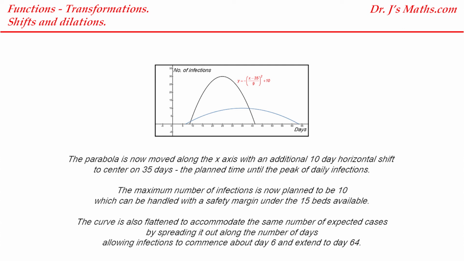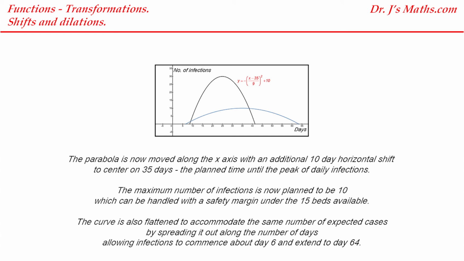So that's going to flatten the curve right down, but it would still, if we didn't change anything, allow a maximum number of infections which was too high. So we change our vertical shift to 10, so it's y minus 10 actually, and that'll give us a maximum infection rate of 10, which is fine because we've only got 15 hospital beds.